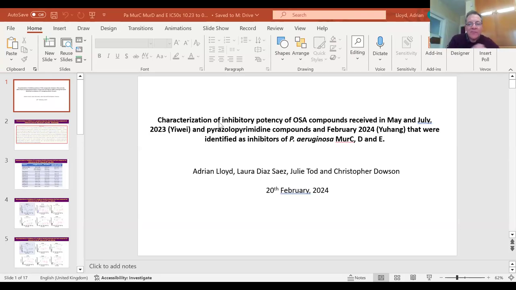Okay, can we all see this? Yes, that's great. Okay, so the work we're going to talk about concerns the screening of Atomwise compounds, OSA compounds, received in May and July last year, against Pseudomonas MurD and MurE. And latterly, compounds received in February from Yuhang, which we've trialed against Pseudomonas aeruginosa MurC.